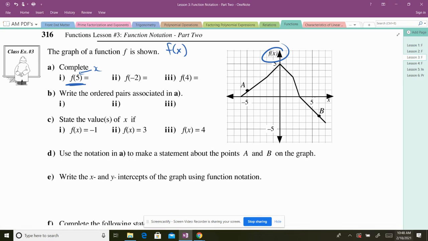So go to 5 on your x-axis. There it is right there. Go down to the graph, and then go across to get your y value. What's the y value? -2. So f of 5 is equal to -2.